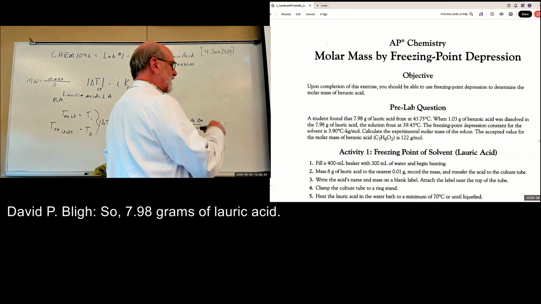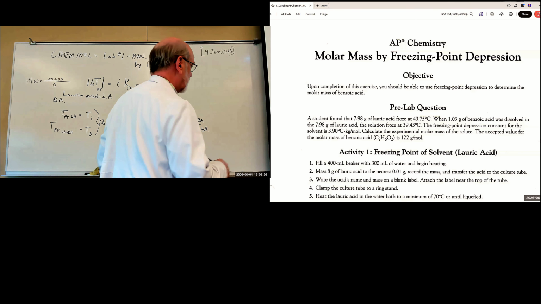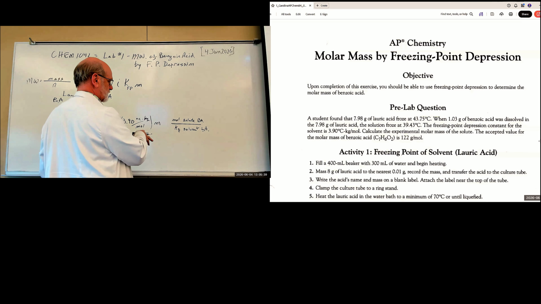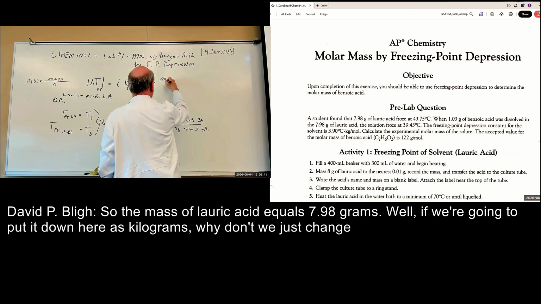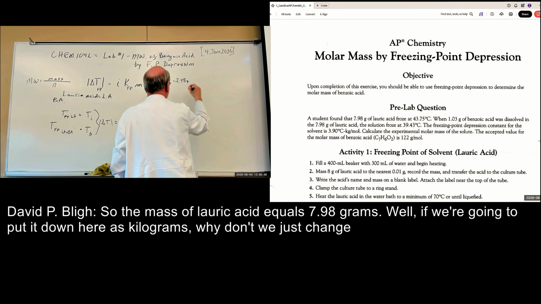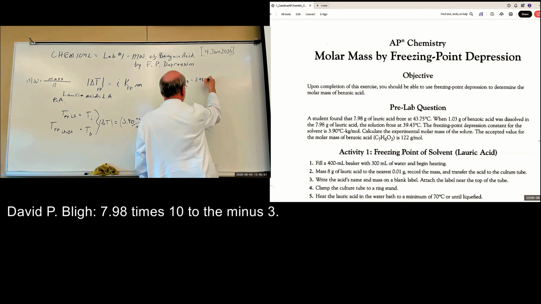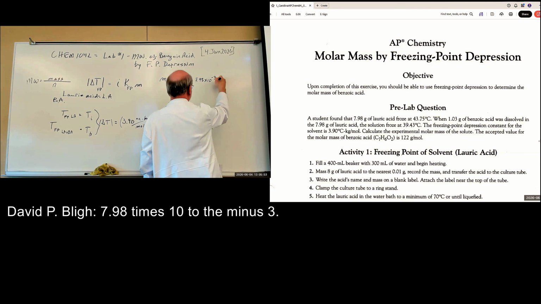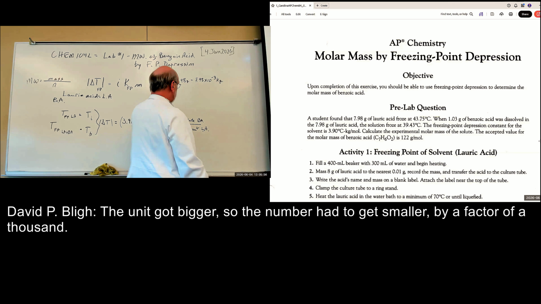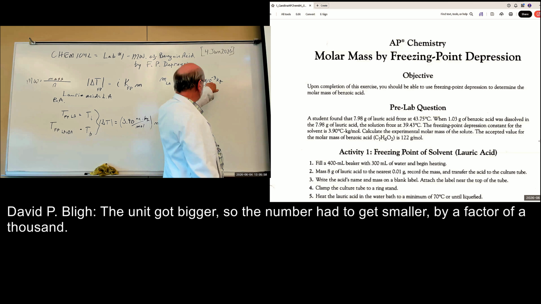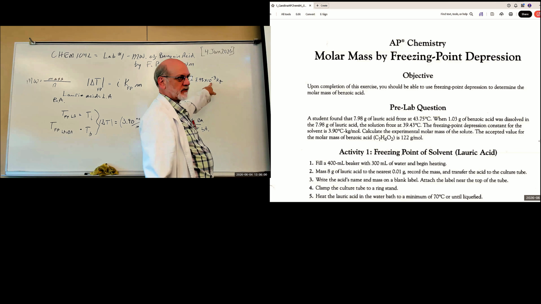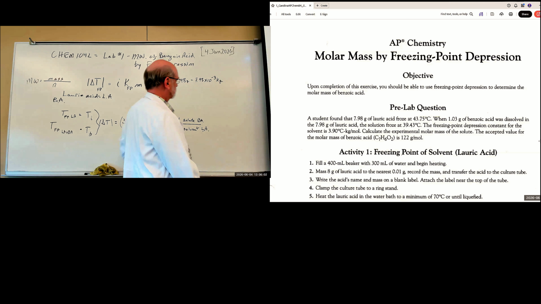So 7.98 grams of lauric acid. That's the solvent. So the mass of lauric acid equals 7.98 grams. Well, if we're going to put it down here as kilograms, why don't we just change it? 7.98 times 10 to the minus 3 kilograms, right? The unit got bigger, so the number had to get smaller by a factor of 1,000. That's why I did that.